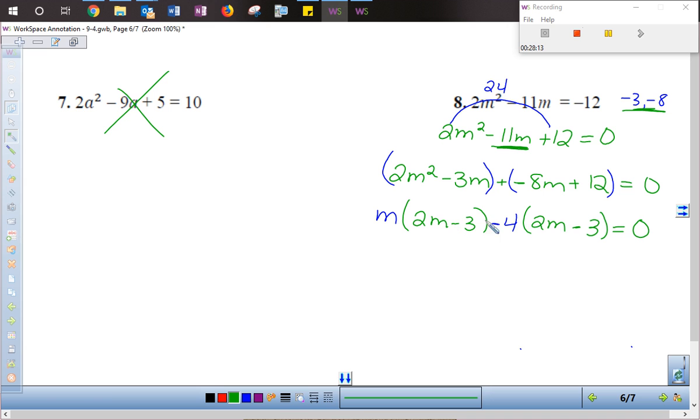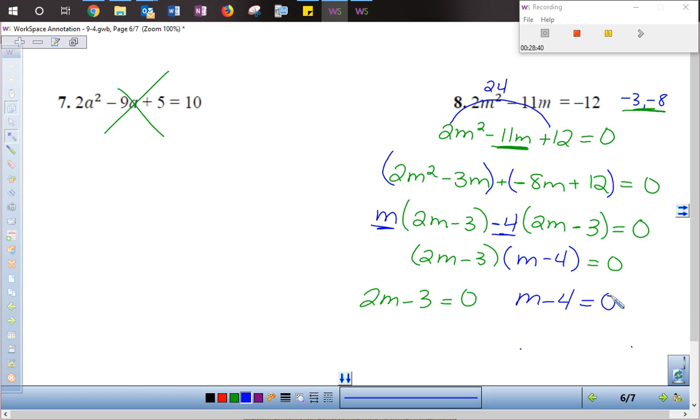At this point, our two binomials are the same, which is a good sign. That can come out first. And what I'm left with is this m here and this minus 4 here. And again, we can set that equal to 0. Finally, my last step, I need to take each term and set that equal to 0 to solve. So 2m minus 3 is going to equal 0, and m minus 4 is going to equal 0.